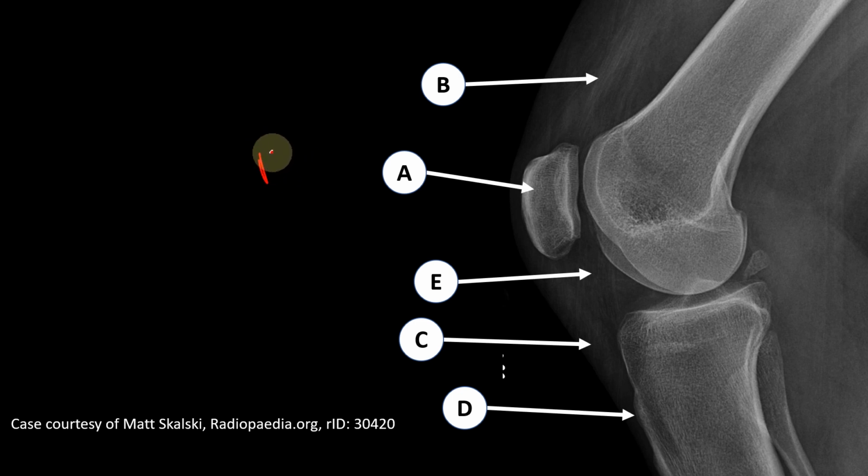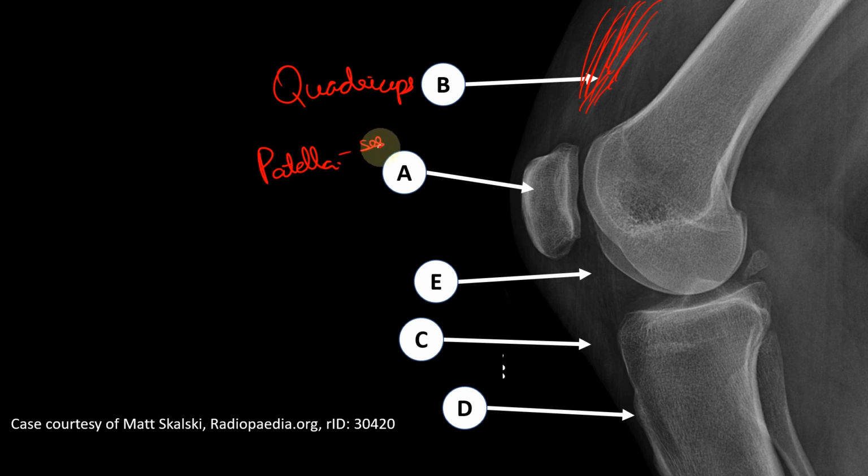A is definitely the patella. Patella is a sesamoid bone which forms in the tendon of the muscle that you're seeing here. This is a soft tissue shadow of a bulky muscle in the anterior part of the thigh, and that is the quads, or the quadriceps. It is in the tendon of the quadriceps muscle that the patella is formed. Patella is an example of a sesamoid bone, and that has a lot of implications, especially in the treatment of patella fractures.